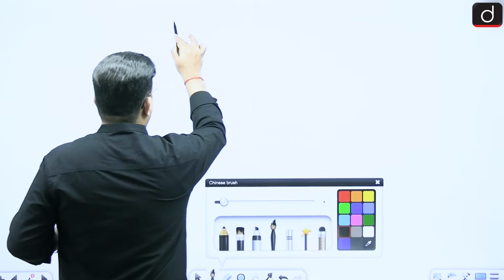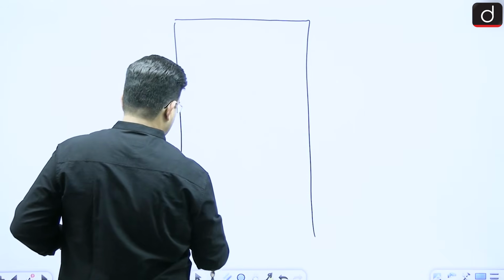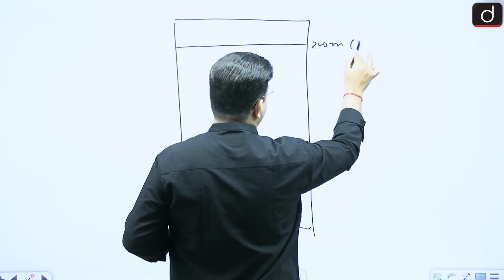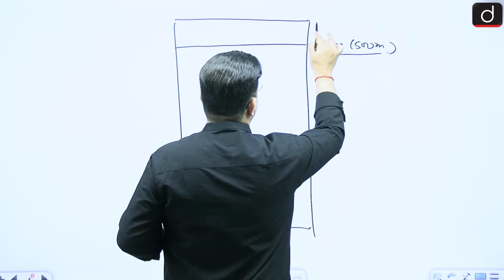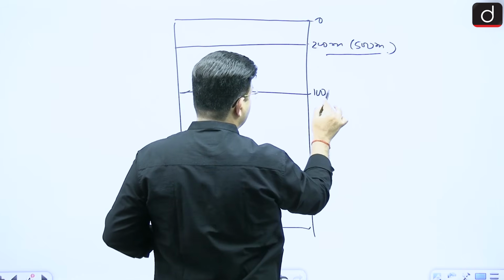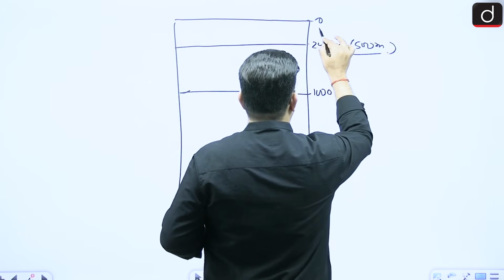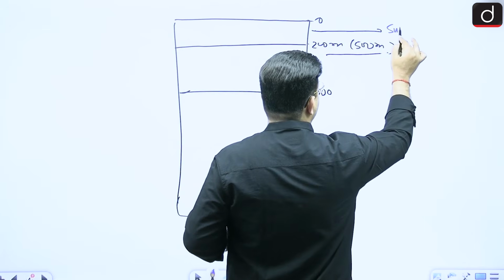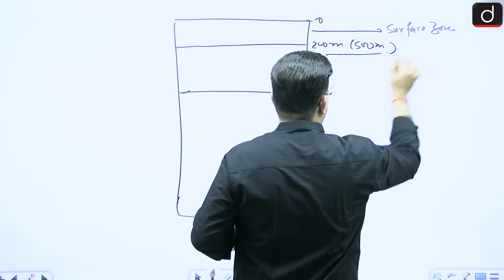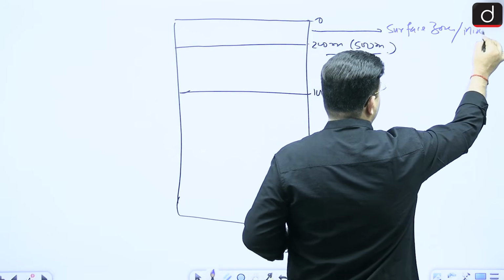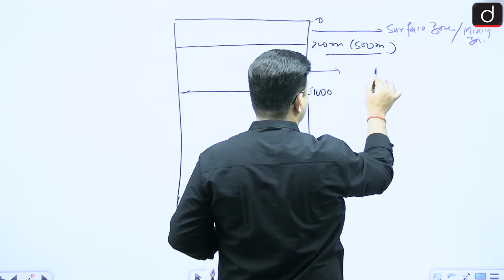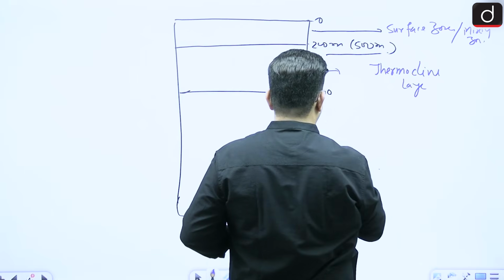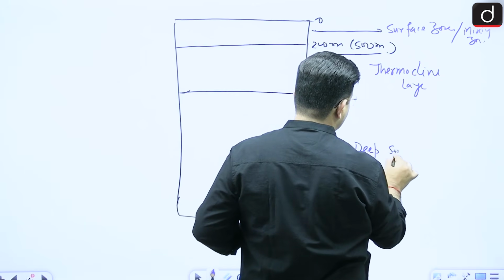In the same way, in this box I have given, it is 200 meters, or you can say 500 meters, and thereafter till 1000 meters, and then the deep sea. This top layer is known as the surface zone or mixing zone. Then this is the thermocline layer, and this is the deep sea layer.